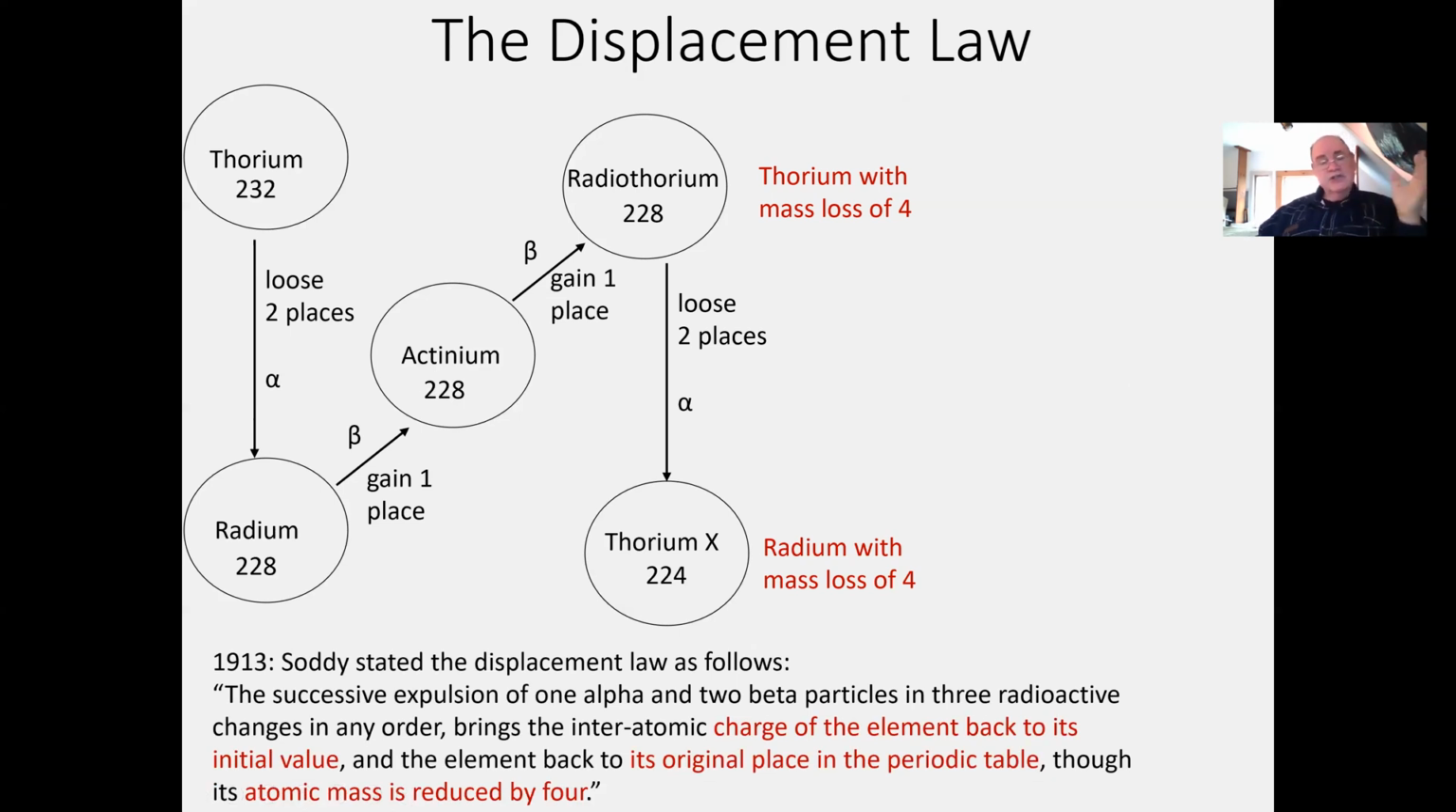So he states the law as follows: the successive expulsion of 1 alpha and 2 beta particles in 3 radioactive changes in any order brings the interatomic charge of the element back to its original value. The positive charge of the element comes back to the original after an alpha beta beta, or beta beta alpha, or even beta alpha beta. Doesn't matter what order you find the radioactive disintegration going on. And the element is back to its original place in the periodic table, although the atomic mass is reduced by 4.